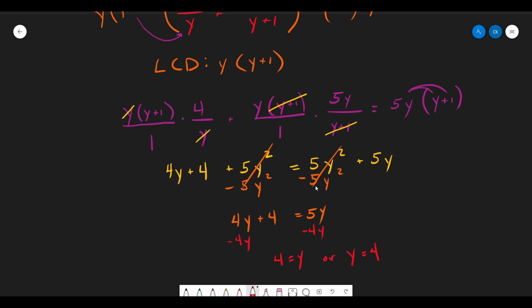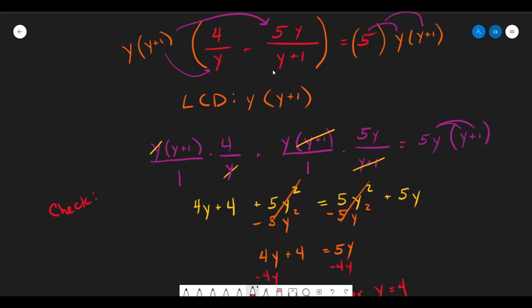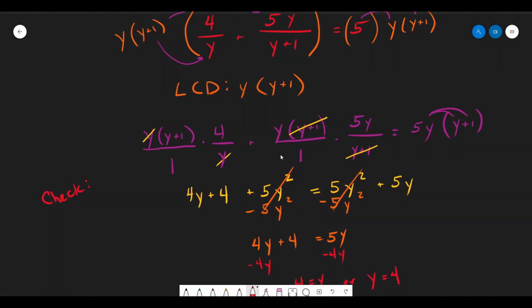But again, because we're working with rational expressions, I need to check my answer. Check that y equals 4 even works. If I don't check that it works, then I'm not sure that that is the correct answer. So let's take a look. If I plug the 4 back in for all of my y's, let's see what we would get and see if it makes sense.